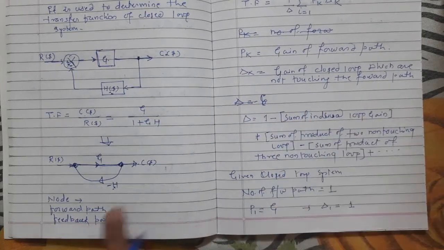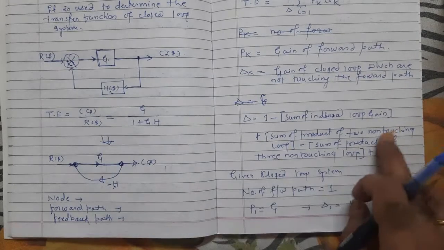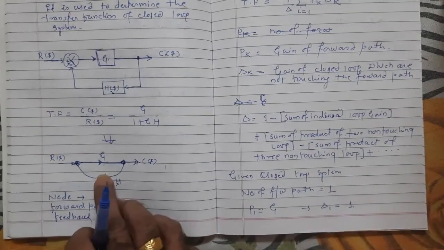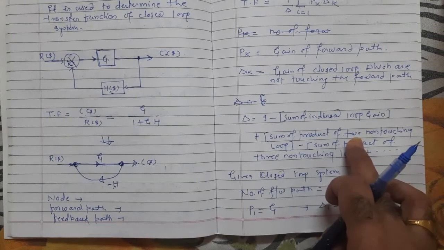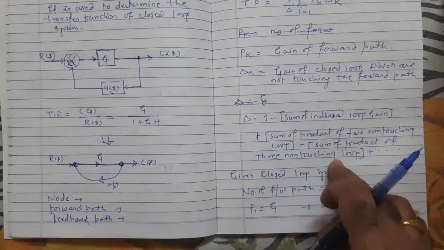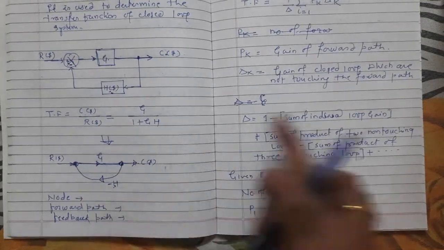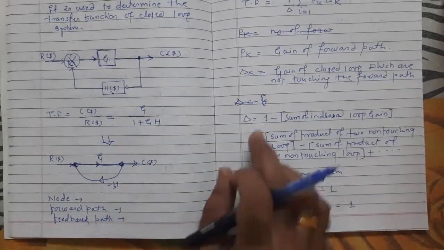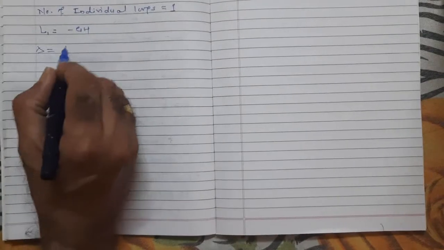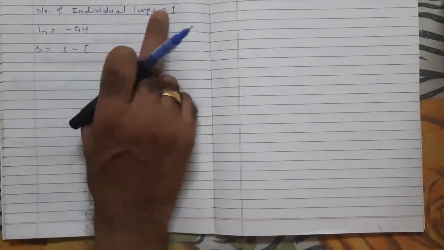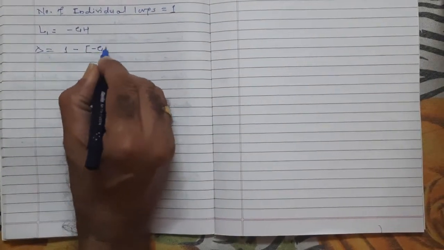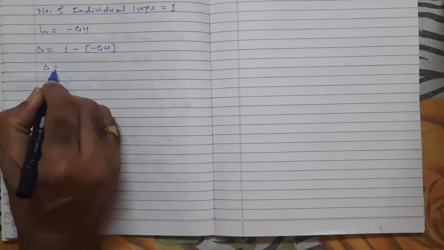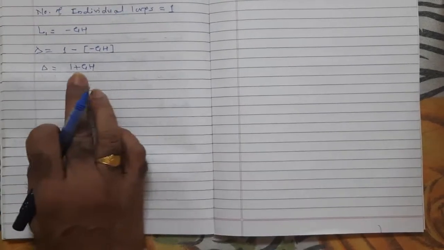There is only one single loop, so there are no two non-touching loops and no three non-touching loops, because there is only one loop. If there is only one loop, then we have only 1 minus the sum of individual loop gains. So del is equal to 1 minus the individual loop gain, which is minus G into H. So del is equal to 1 plus G into H. This value we have.